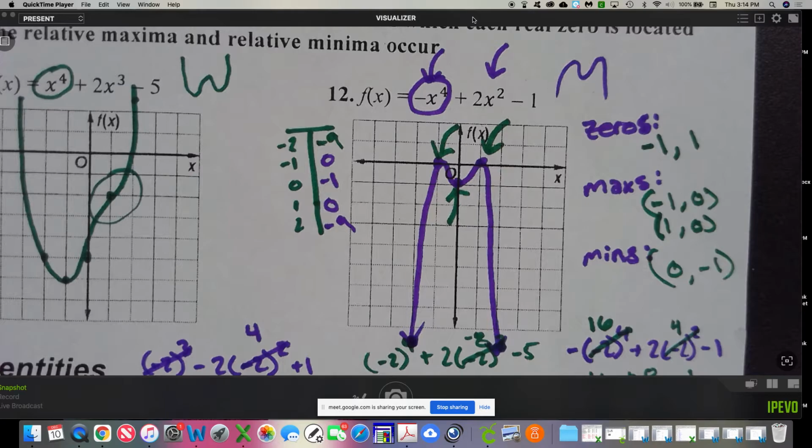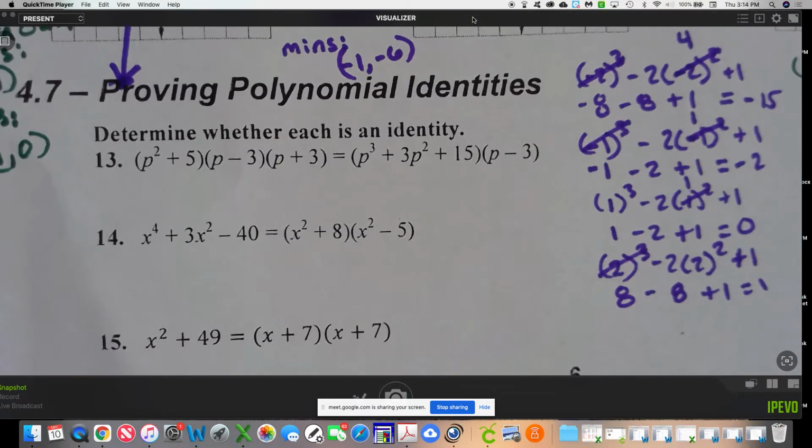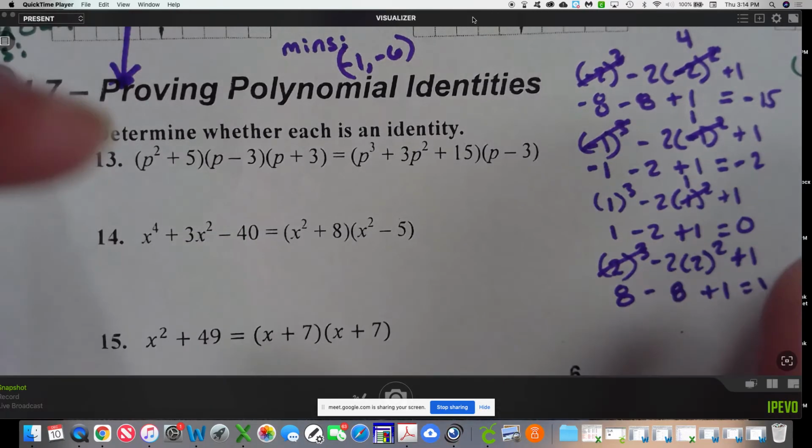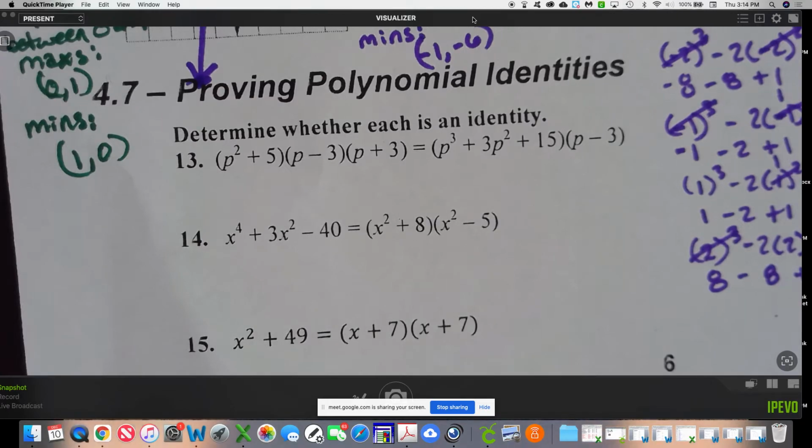All right, so 13, 14, 15, the last thing is from section 4.7. They want us to figure out whether these are identities or not. What has to happen in order for it to be an identity? Do the same on both sides. Same on both sides. Okay, now, I'm going to do number 13 with you, and then I'll talk through number 14 and 15. But 13, let's take a look at the right-hand side first.